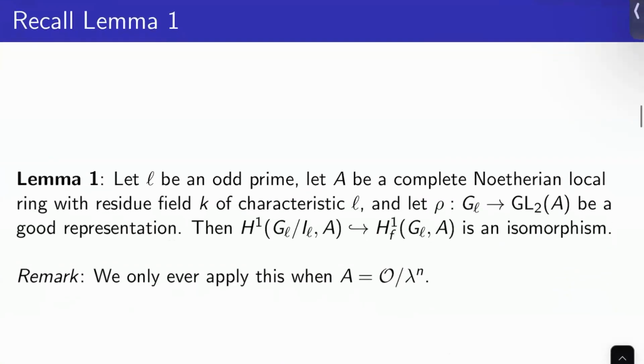So let's recall what Lemma 1 says. It says, let L be an odd prime, let A be a complete Noetherian local ring with residue field K of characteristic L, and let rho from G_L to GL2 of A be a good representation. Then there is a map from H^1(G_L mod I_L, A) into H^1_F(G_L, A), and this map is an isomorphism. And we're only ever going to really be applying this when A is O mod lambda to the n.